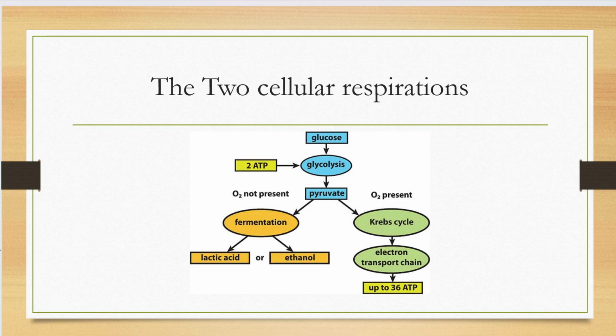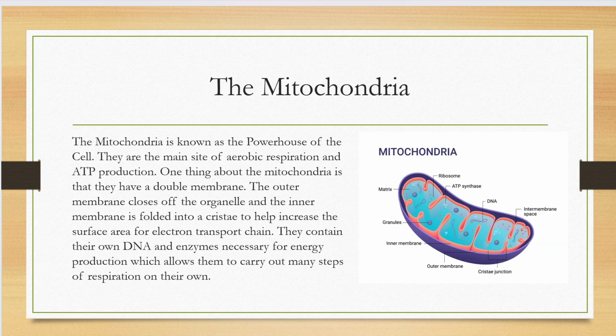And from here, we're going to move on to the mitochondria. The mitochondria is known as the powerhouse of the cell. They are the main site of aerobic respiration and ATP production. One thing about the mitochondria is that they have a double membrane. As you see on the picture on the right side, it has the outer membrane and the inner membrane. And from there, like I said, aerobic respiration happens in the ATP production. And then right here in the crystalline junction is where the anaerobic respiration happens without oxygen.